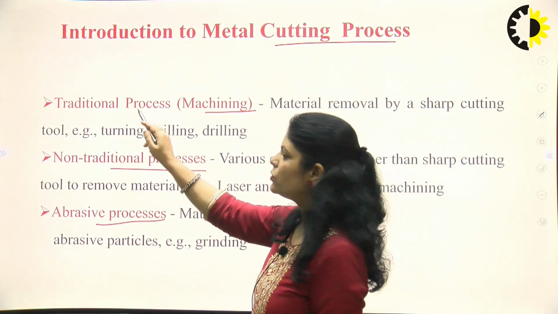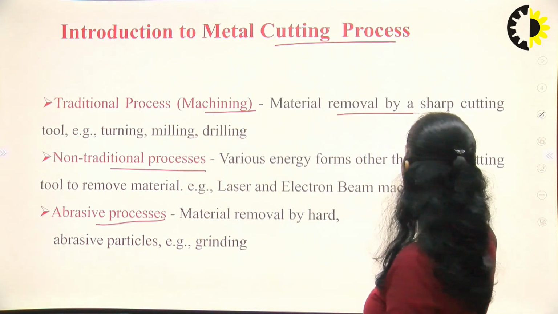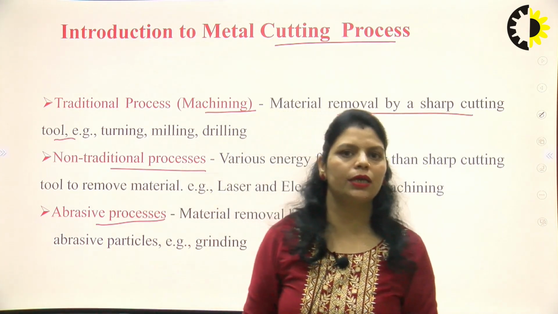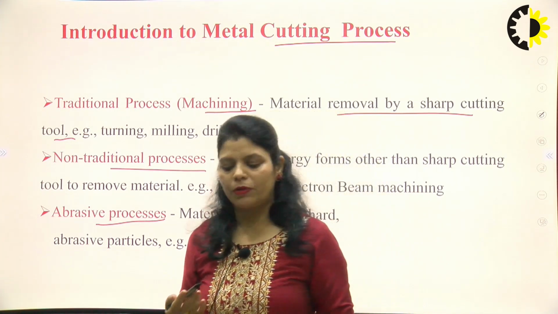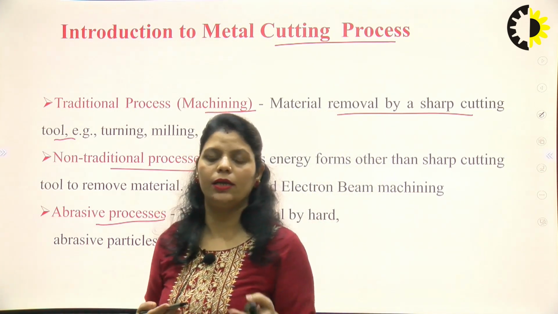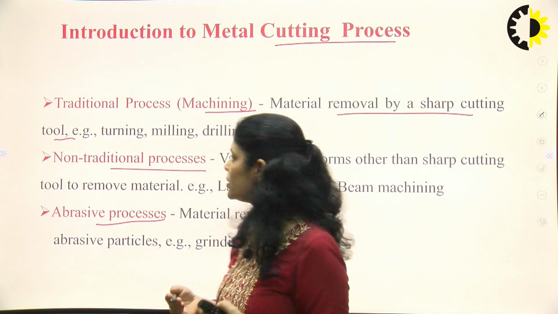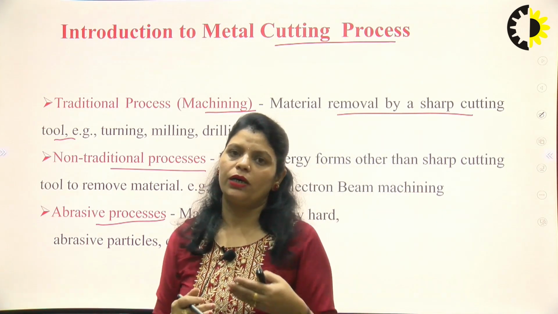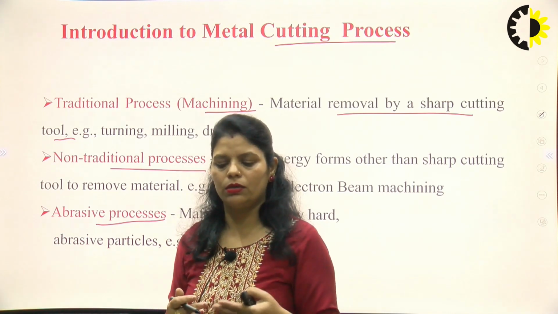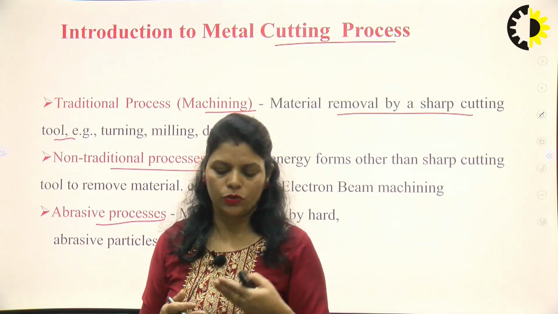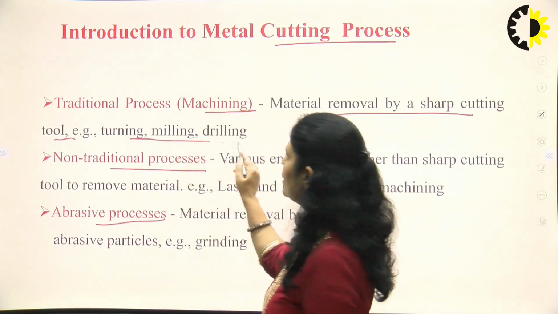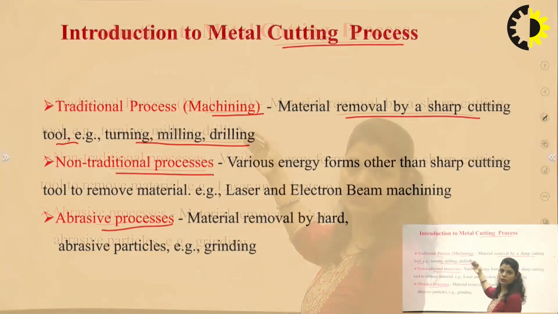Okay, in case of the traditional process, the material is removed by a sharp cutting tool, like when we perform the machining operation, or when we perform the operation on the shaper machine, lathe machine, or the milling machine. So we are using a sharp tool to remove the work material from the workpiece. Okay, and the examples are turning, facing, milling, drilling.